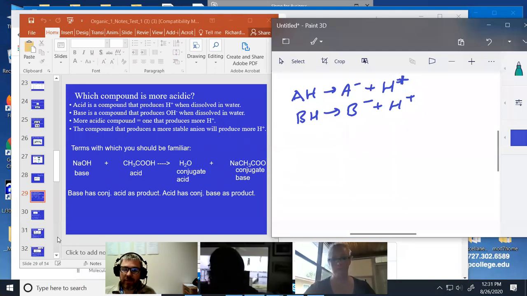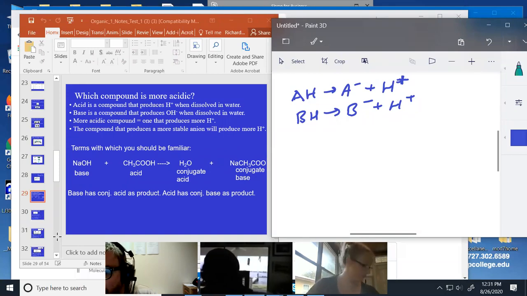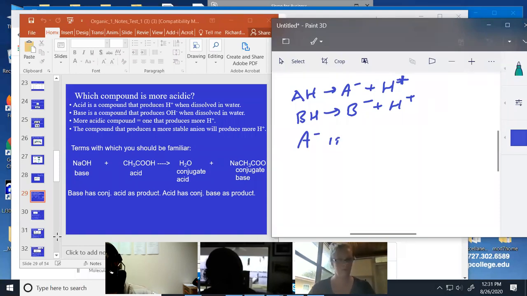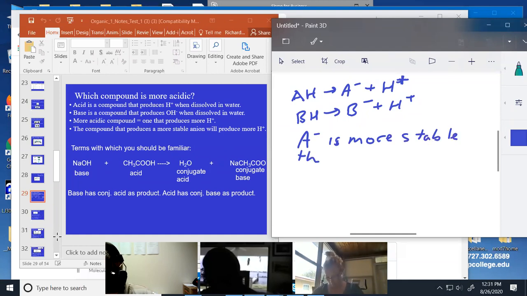So the other thing that follows from that is that if AH was producing more H+ than BH, it would also mean that it was producing more A-. And the reason it would produce more A- is because A- is more stable than B-. So A- is more stable than B-. Could be the other way around too, but this means AH is more acidic than BH.